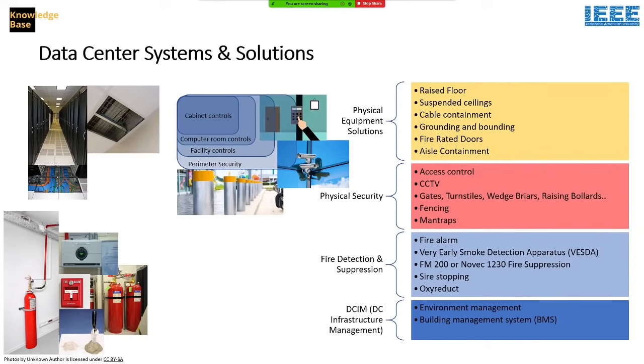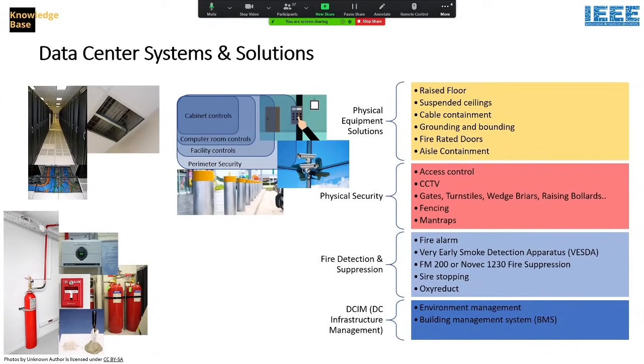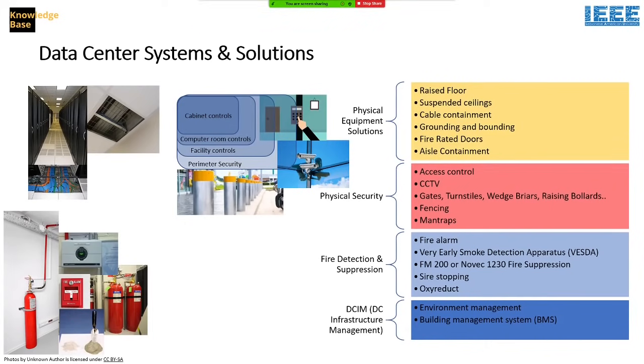Of course, the FM200 and Novec 1230 systems are fire suppression systems that work on spreading a gas. So in case a fire is detected, these suppression systems will release a gas that will absorb the oxygen from the air and then suppress the fire. And fire stopping is mainly in the doors and on the openings coming in and out of a data center.